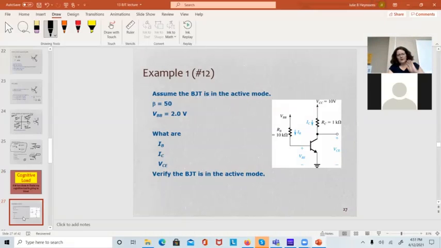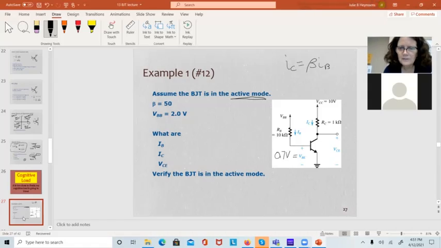So this is an example circuit. Okay, so the first thing it says is that it is in active mode. So in active mode, I know VBE is 0.7 of a volt. I don't know anything about VCE, but I do know that IC equals beta IB. And we're given beta.